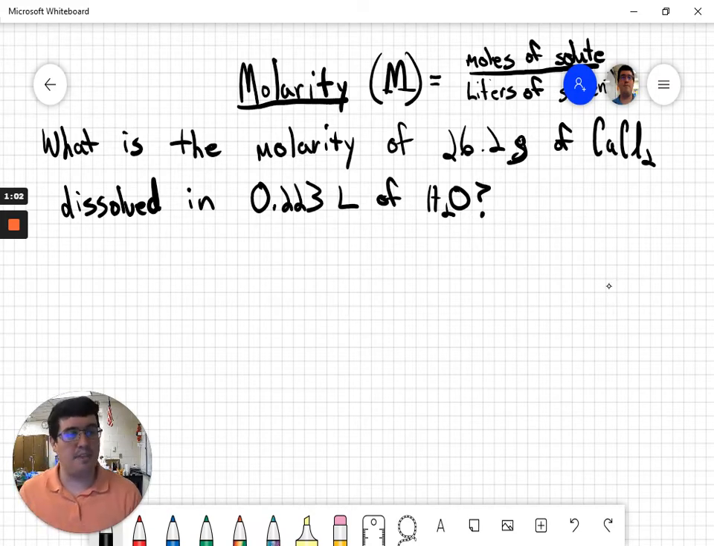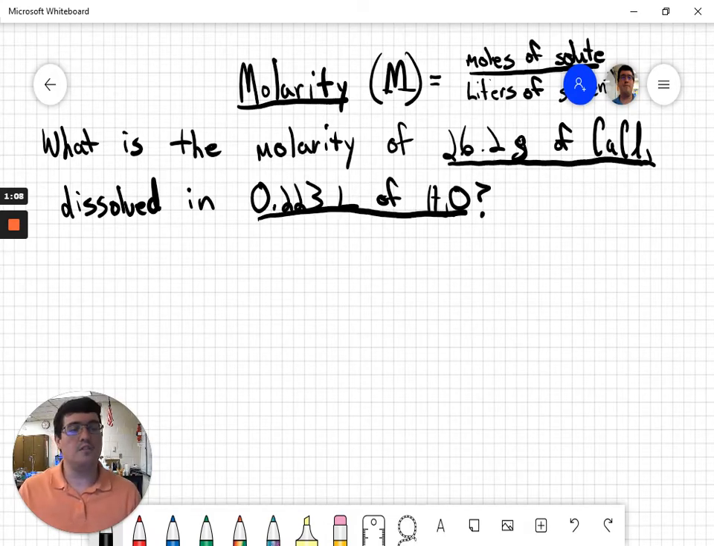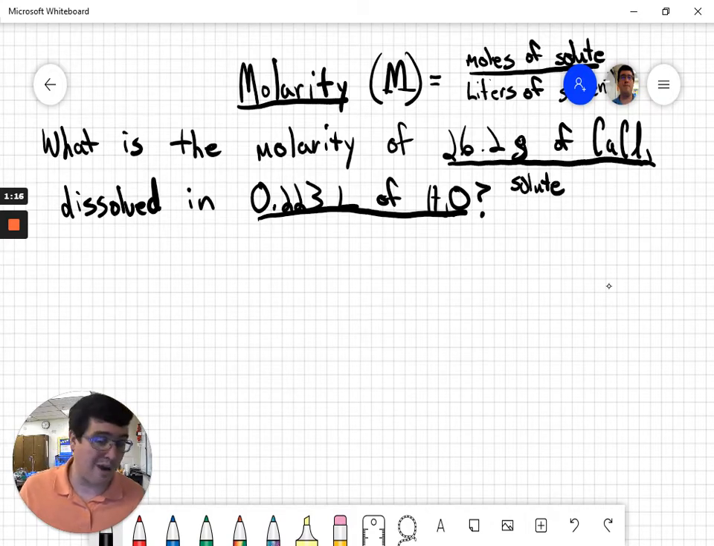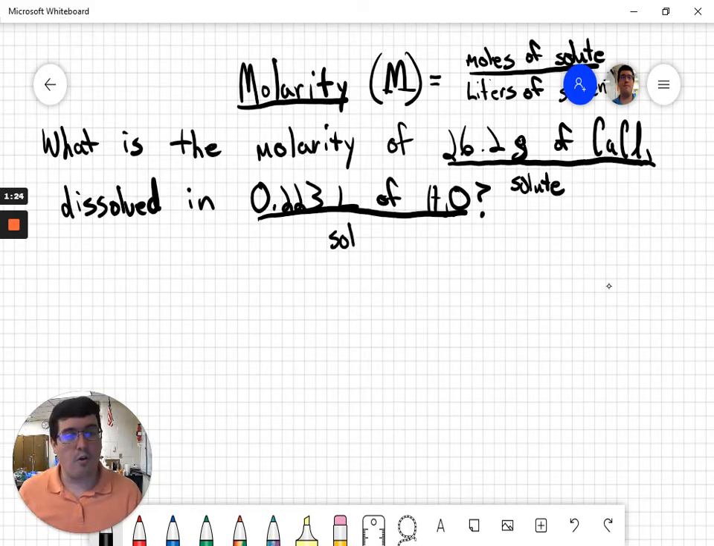We have something dissolved in something else. So the first something that is getting dissolved, that is the solute. And you're going to notice it's usually in grams, dissolved in blank liters of water. So that is our solvent.